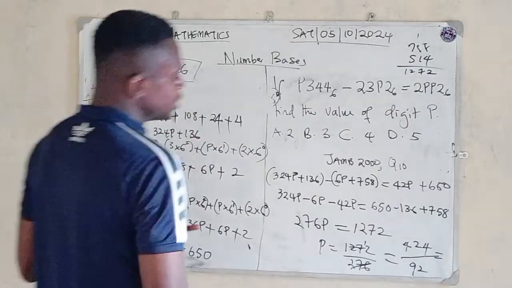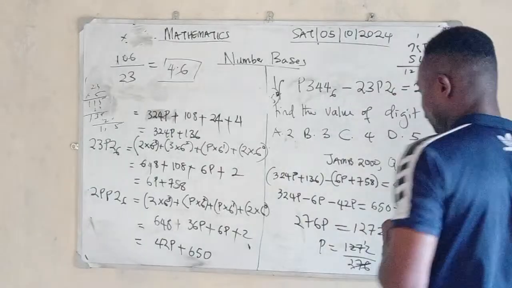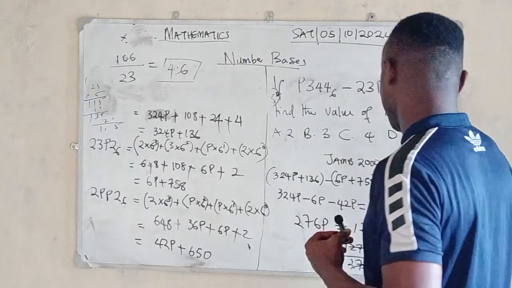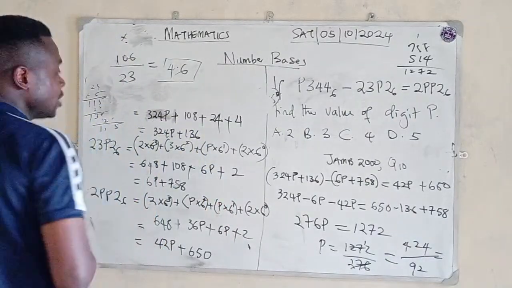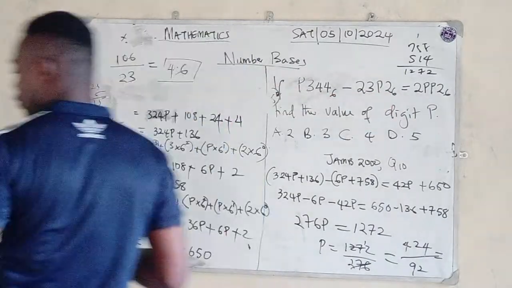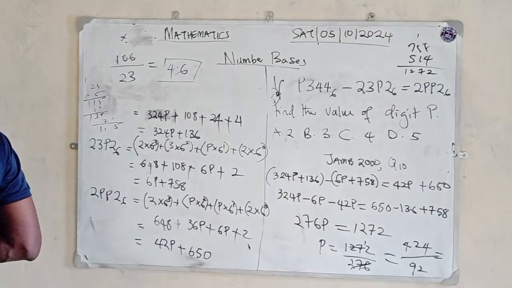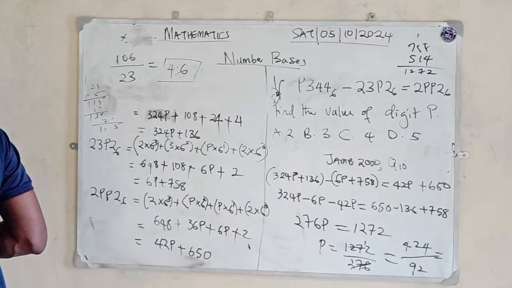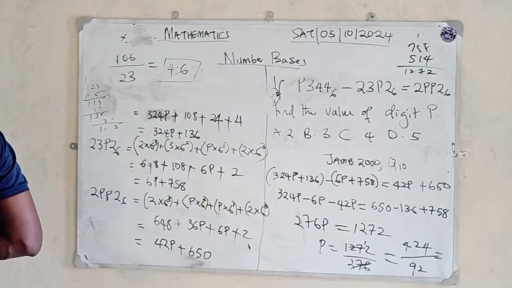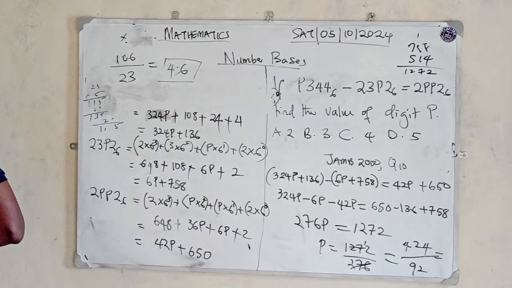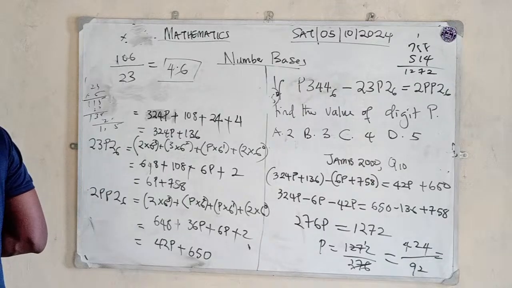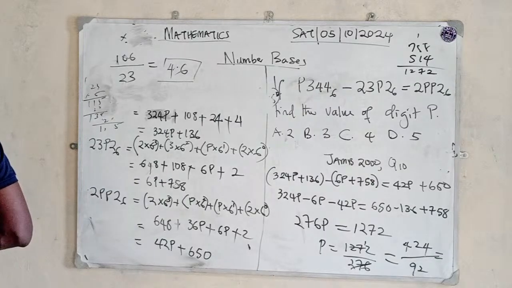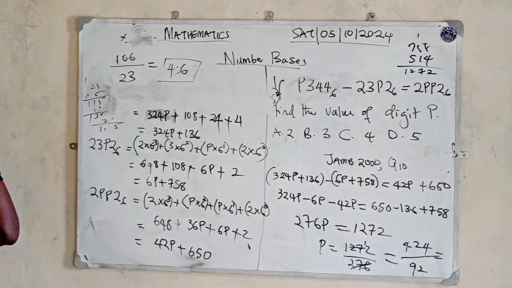So can we approximate this to base 5? If you approximate it to base 5, then the answer should be D. But before I can confirm it, I need to see the possibility of solving it using the other method. Okay, so we'll solve it directly and see what the result will be.